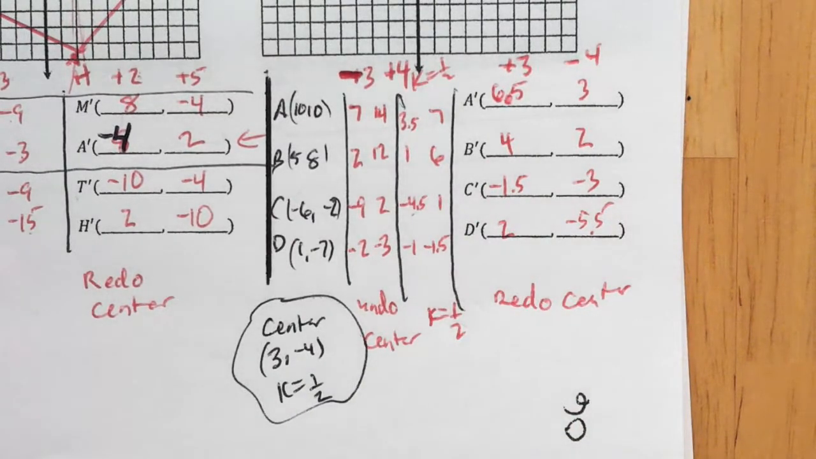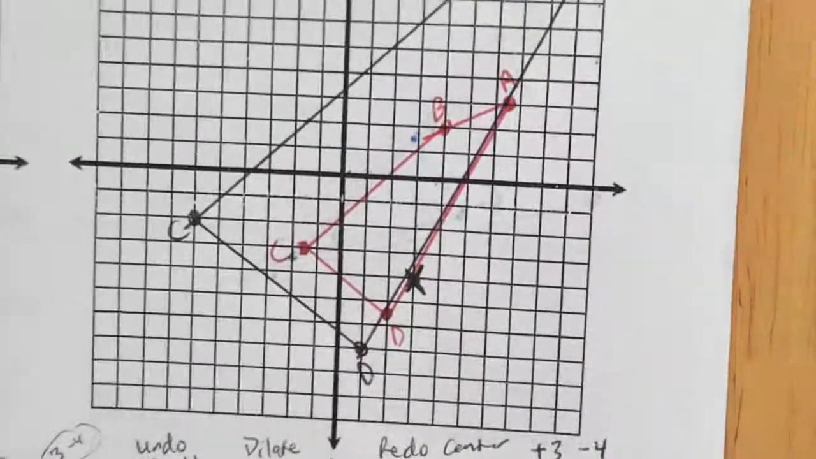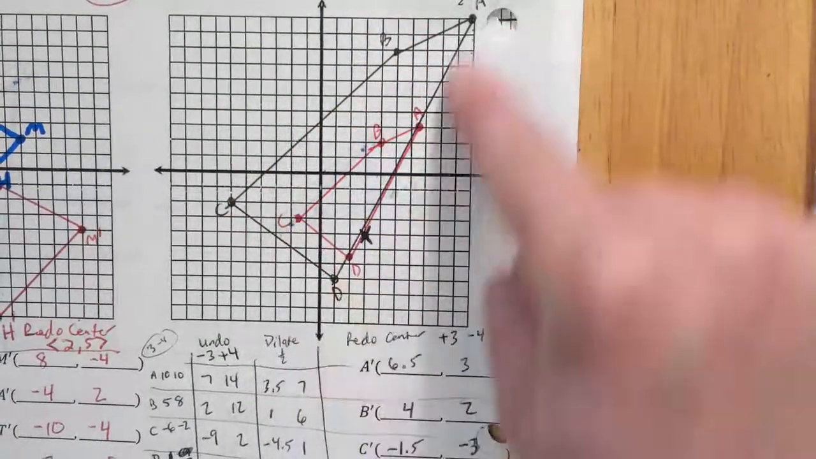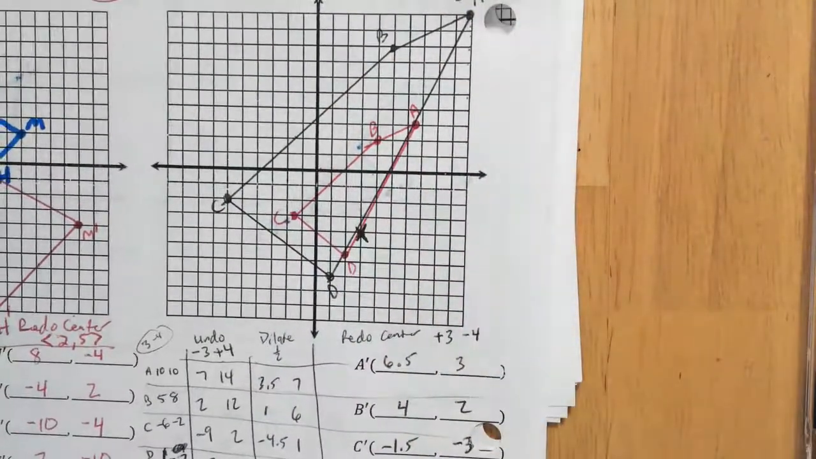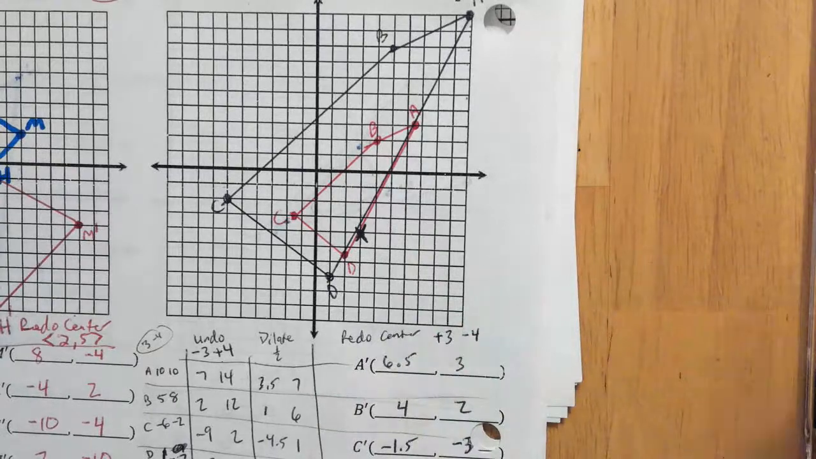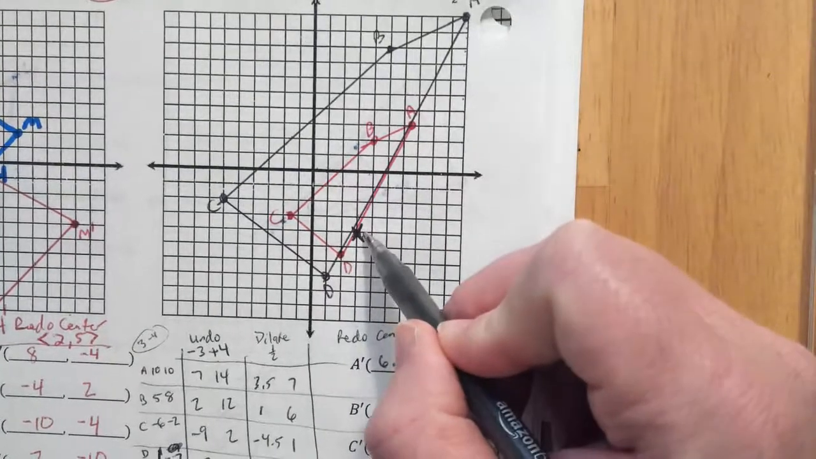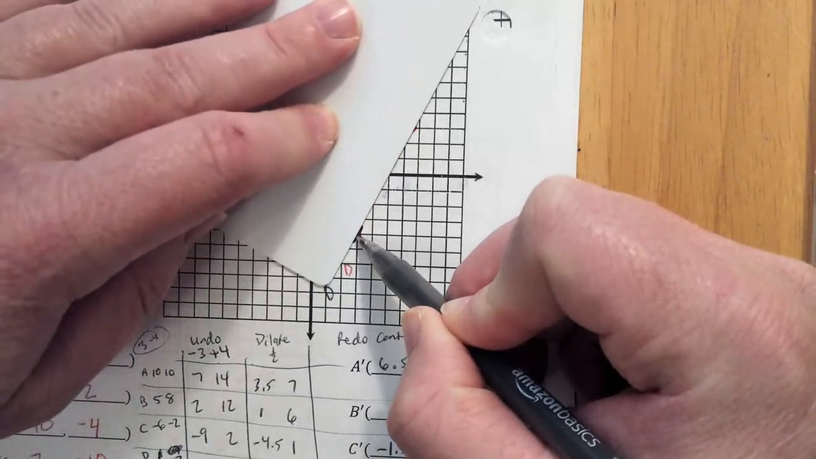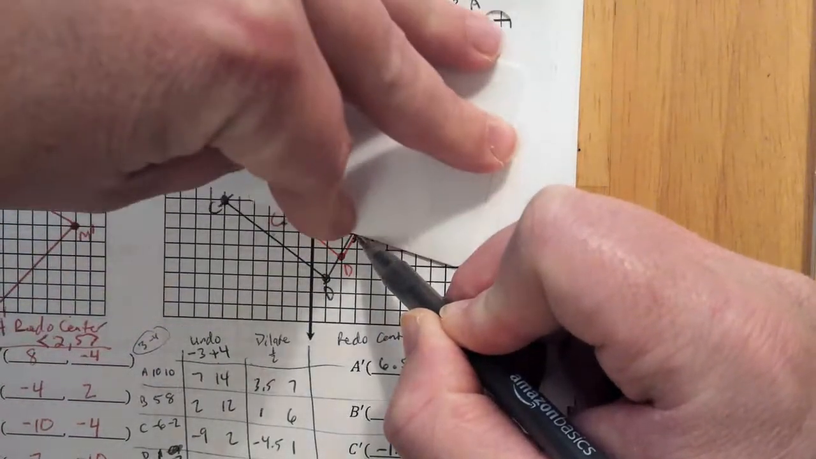So I'm just going to show you what the final thing would be if we plot this. It would look like this. So here was the original, the big one, and here's the new one. And if you notice, our fake center was right here. And notice that my B's are all lined up, my A's are all lined up, my D's and my C's.